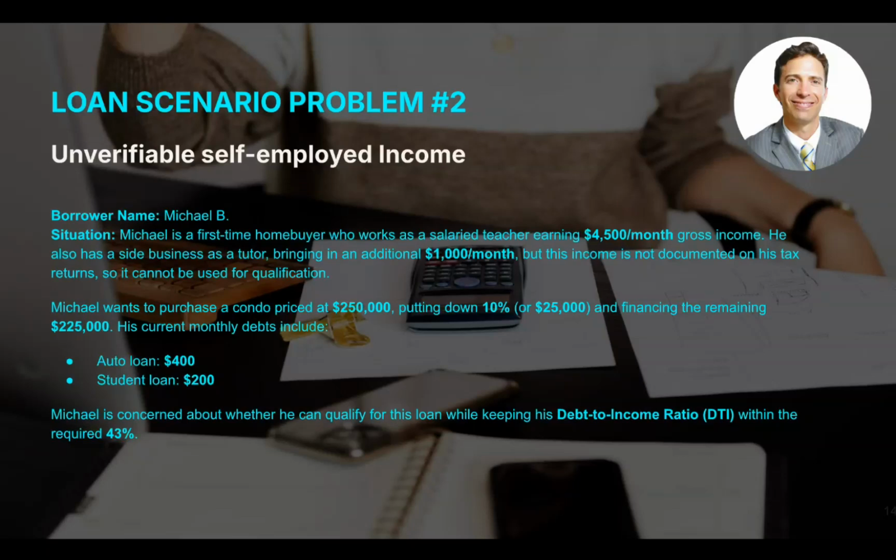Michael is concerned about whether he can qualify for this loan while keeping his debt-to-income ratio, or DTI, within the required 43%. Now, when we say within, this basically means it needs to be under 43%. Depending on the situation and the loan program, this might be 45%, 40%, 50%, 57%. It just depends on the loan program and the lender and their guidelines.